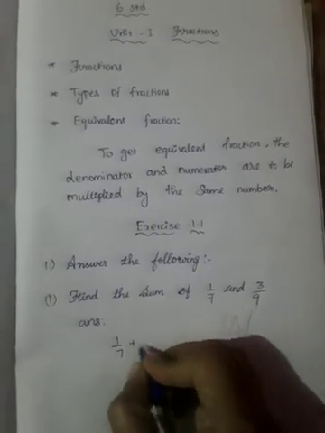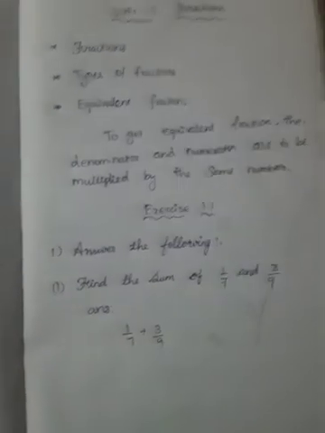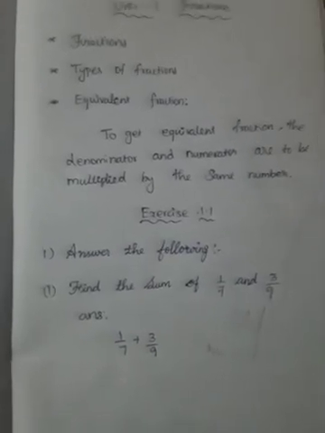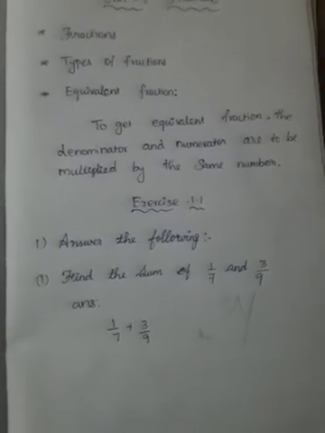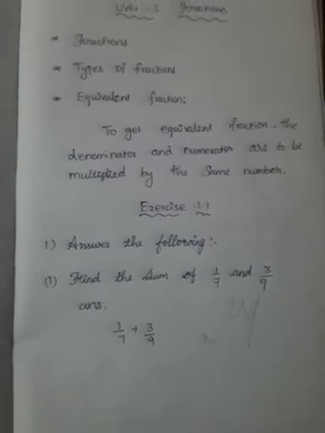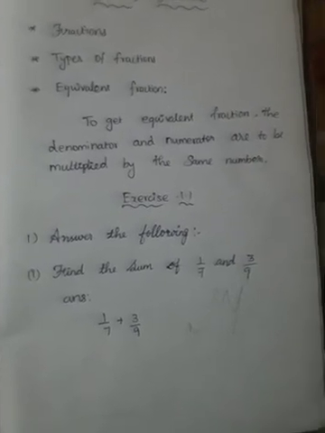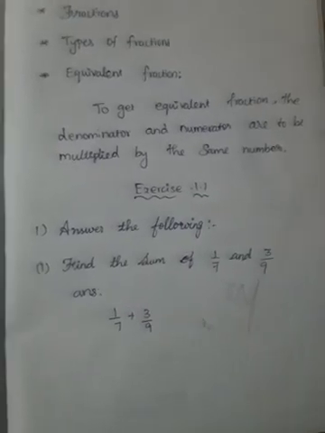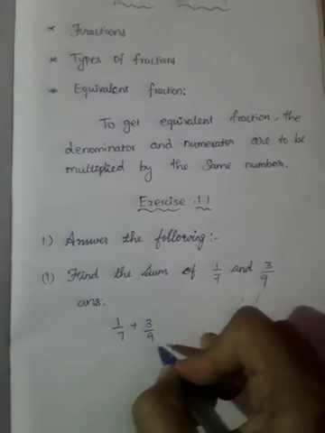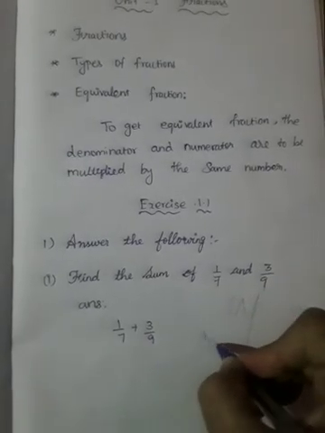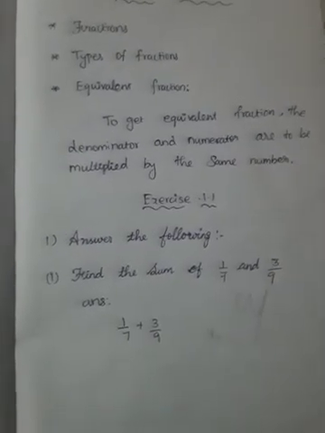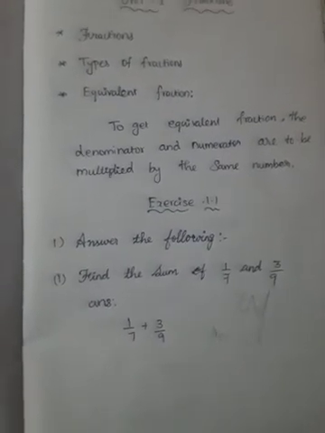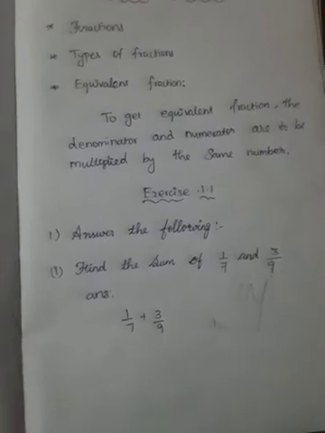1 by 7 plus 3 by 9. Whenever you are doing addition or subtraction in fractions, you have to check the denominator. That is the most important thing. If the denominators are the same, you can write the denominator as a common number. For example, if it is 1 by 7 plus 3 by 7, you can write the 7 as common. After that, add the numerators. 1 plus 3 is equal to 4. So the answer will be 4 by 7. It is very easy when the denominator is the same.